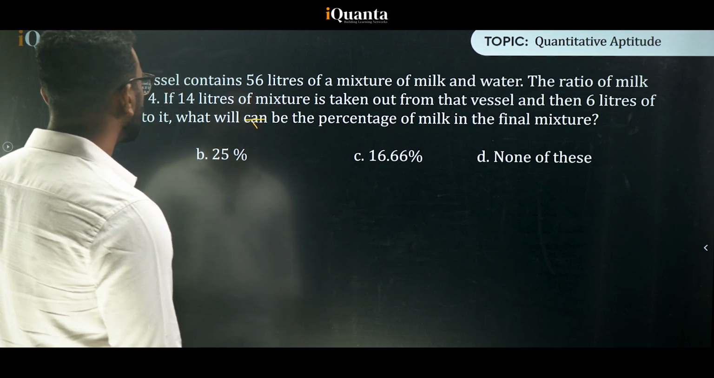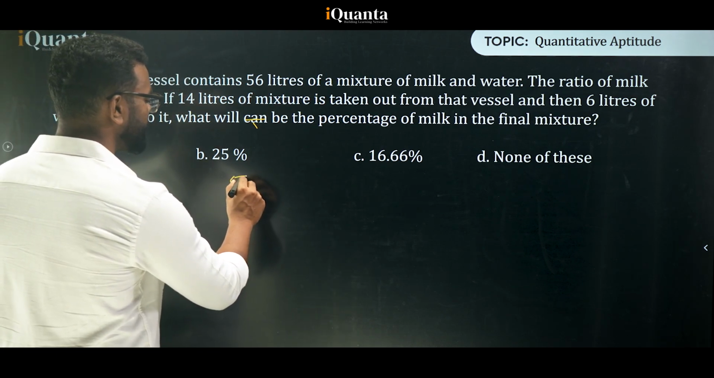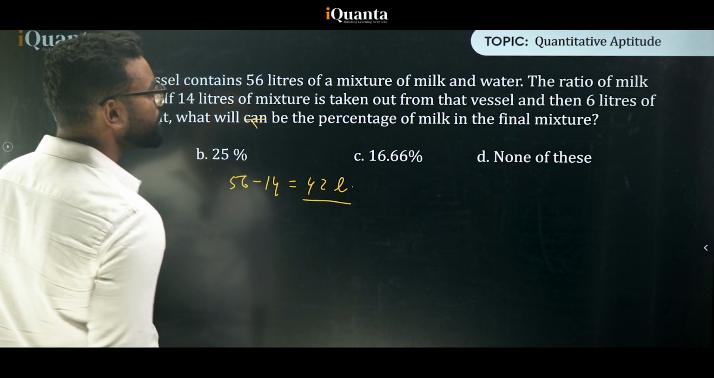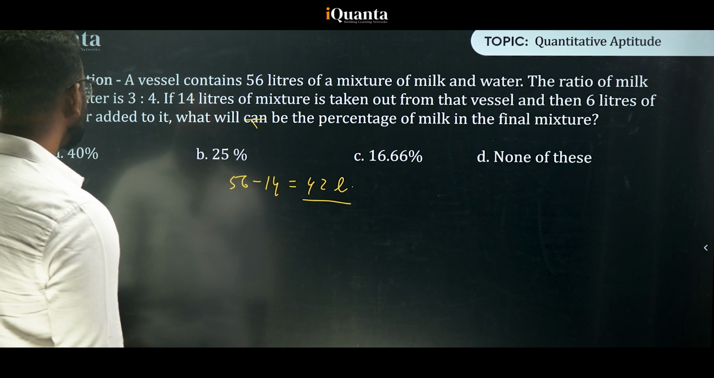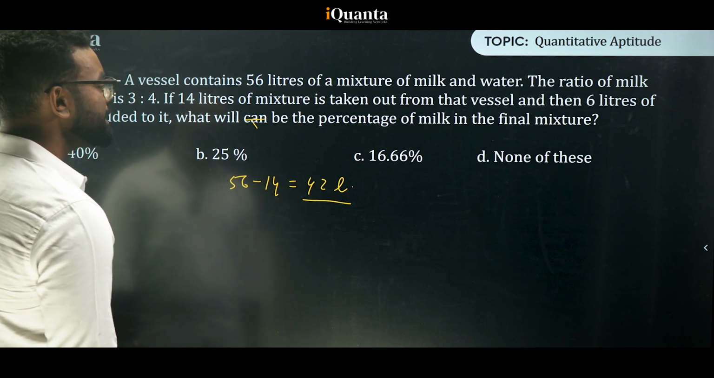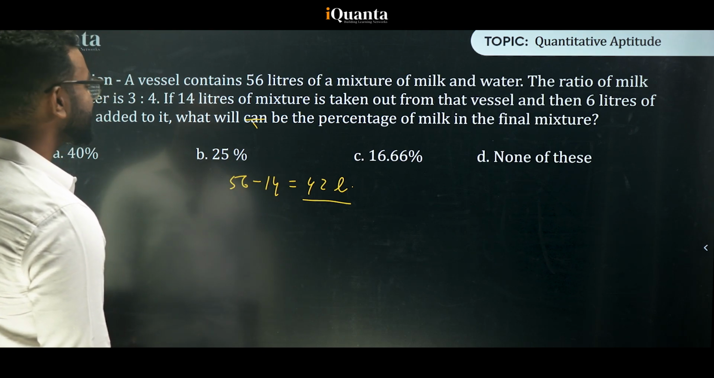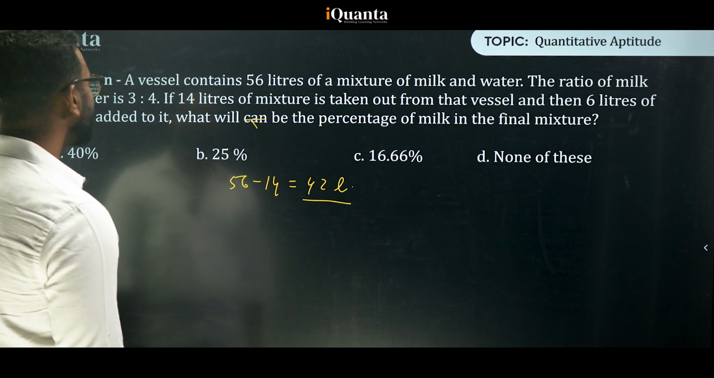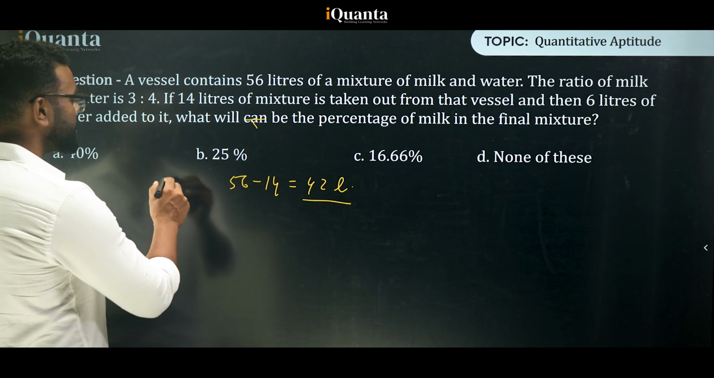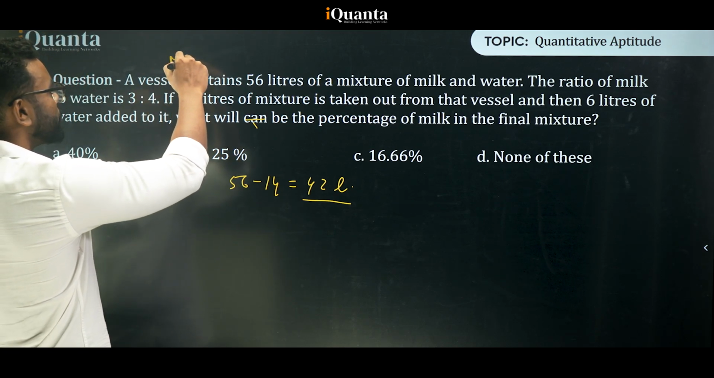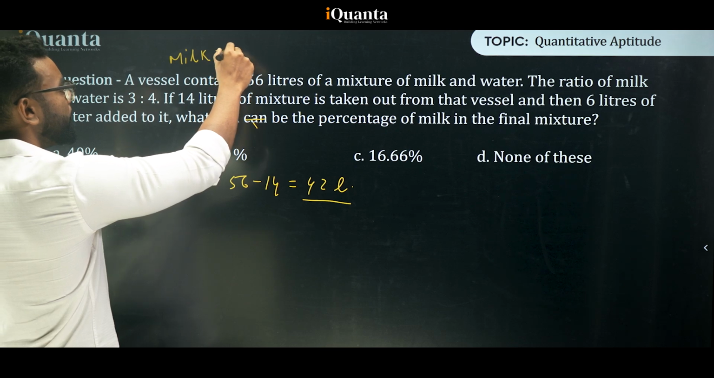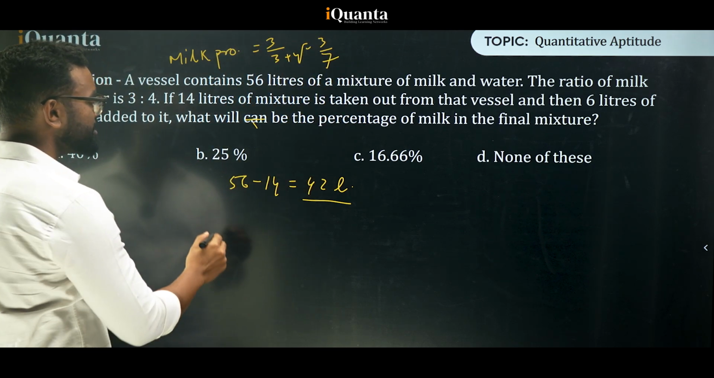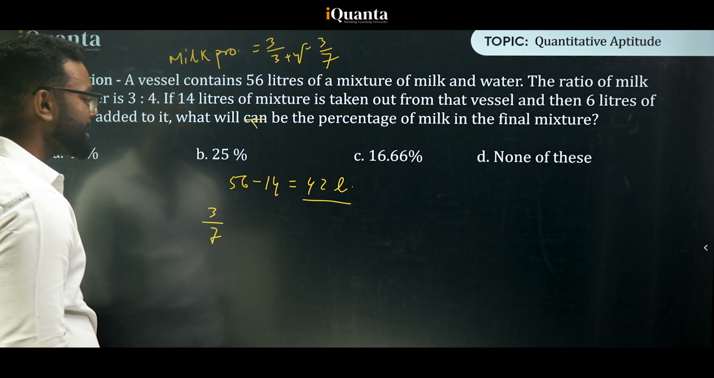So if I remove 14 liters, 56 minus 14 is 42 liters remaining. Now 42 liters of mixture of milk and water is remaining, where the ratio is 3:4. And 14 liters of mixture is taken from the vessel, 6 liters of water is added to it. Now it is 3:4, right? So milk to water is 3:4. What is the milk proportion? The milk proportion has to be 3 upon 3 plus 4, which is nothing but 3/7. So I have 3/7 milk in this 42 liter mixture.